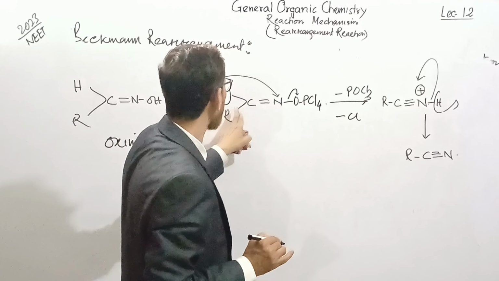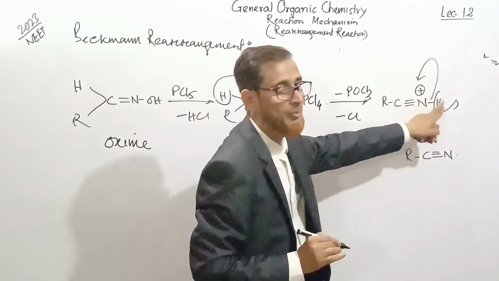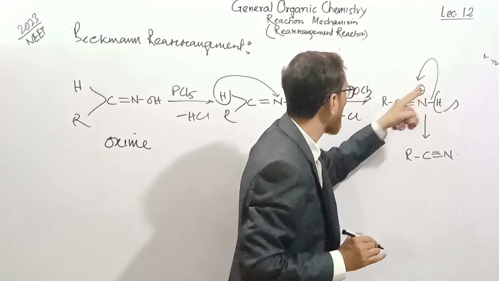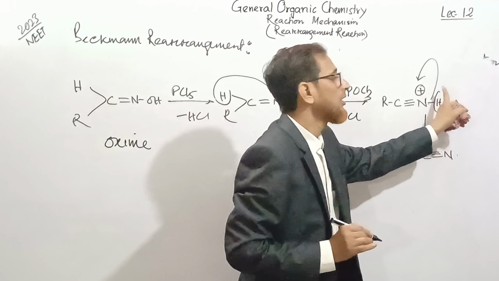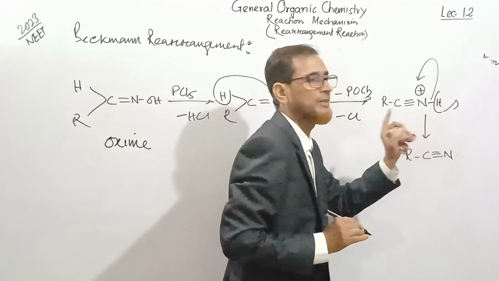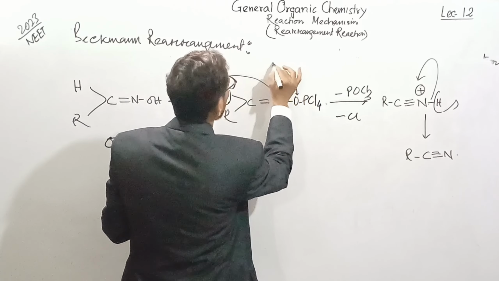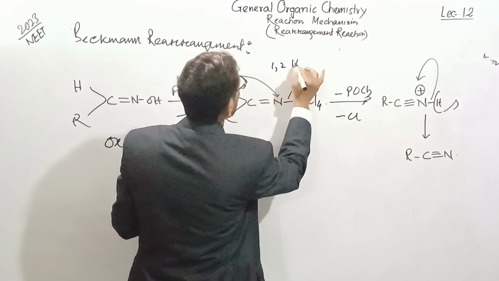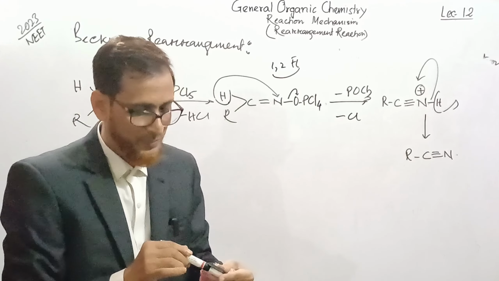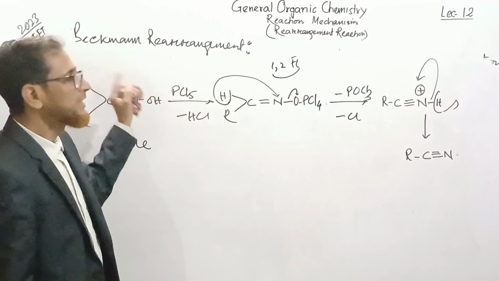So it is RC triple bond N, and that is H. Am I right? So the bond of N is 3, and N is plus. Finally, it is deprotonated. So at this point, we have got a 1,2 hydride shift. So I have shown you some of the important mechanisms where the rearrangement occurs.